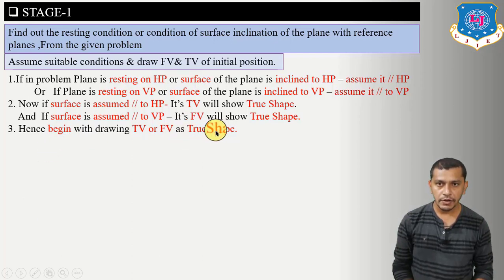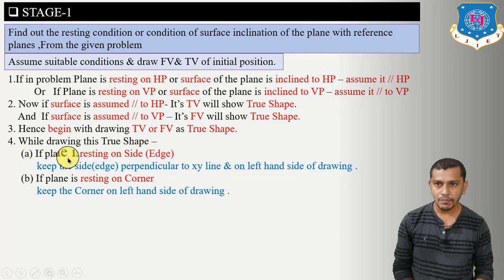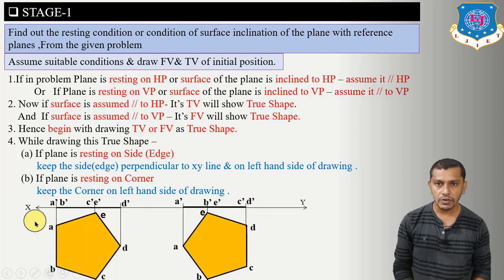Now while drawing this true shape, if the plane is resting on a side or edge, keep the side or edge perpendicular to the XY reference line and on the left hand side of the drawing. And if the plane is resting on a corner, keep the corner on the left hand side of the drawing. So let us see the illustration of the figure.